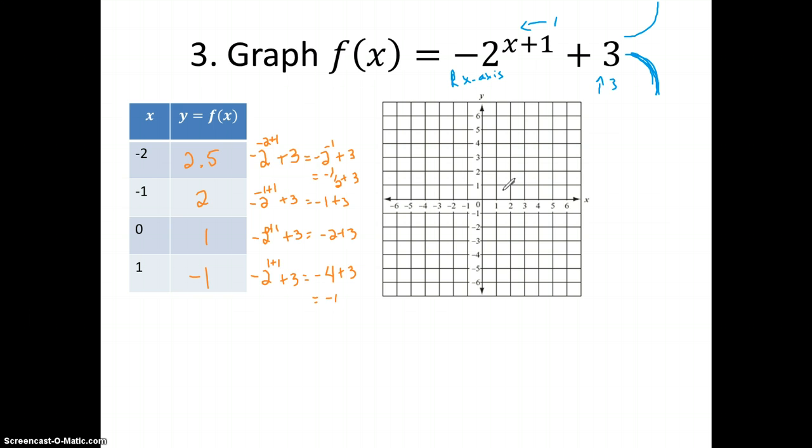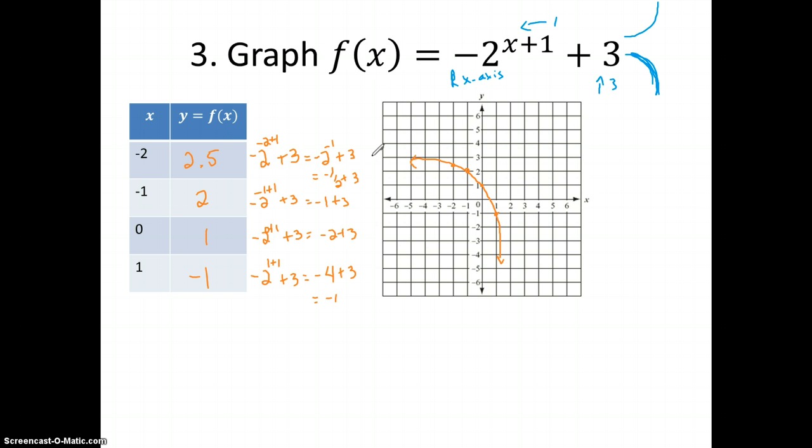So we're going to plot these now. Let's see what we get. -2 and 2.5 is here. -1 and 2. 0, 1. And 1, -1. Well, that really does look like what we thought was going to happen. There's the function that we thought, and here's what we ended up with. We end up getting the graph that we wanted.